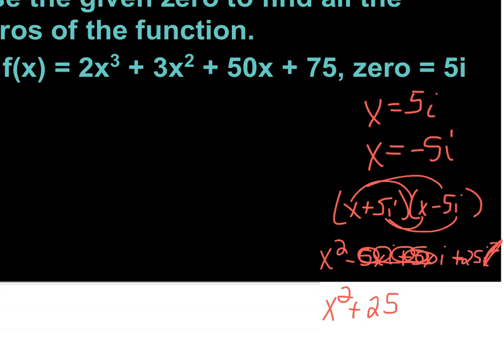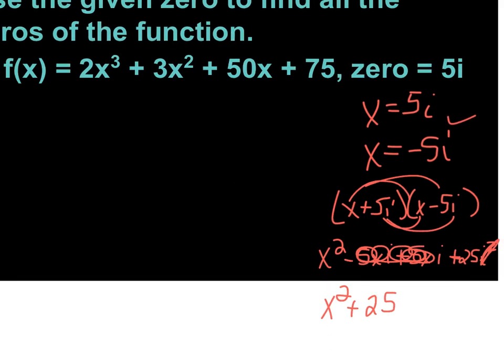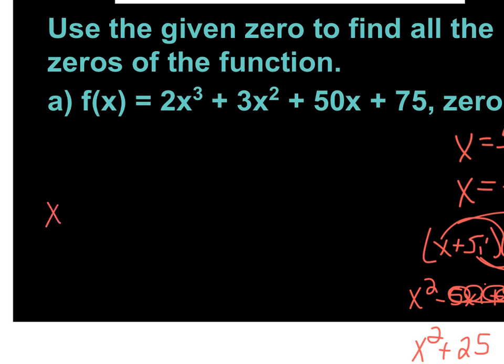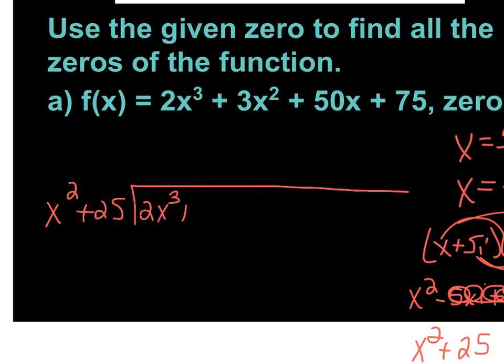So now I know what 2 of my zeros are. They gave me these 2. I'm trying to find the third one. So now I have to take x squared plus 25 and divide it into 2x cubed plus 3x squared plus 50x plus 75. Now you have to keep yourself organized. Okay, watch how I do this.